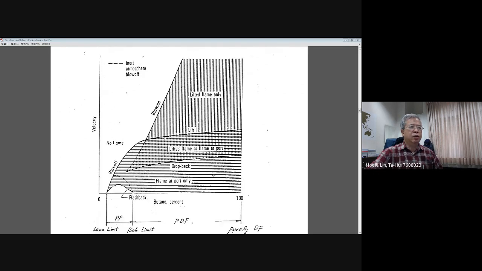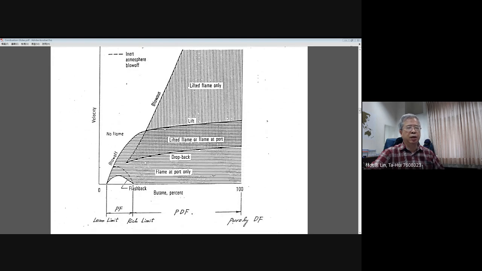Okay, let's look at how those stability limits vary for these two flames. And here you can see from the plot, the horizontal axis represents the percentage of butane. This is the experiment by burning butane. Okay, and here we use the jet flow, and the vertical axis represents the velocity variation of your jet, which means along the vertical axis, you continuously increase the injection velocity of your burner.